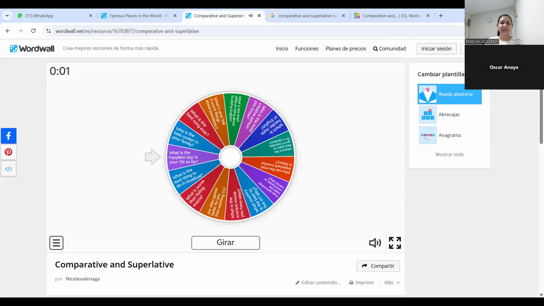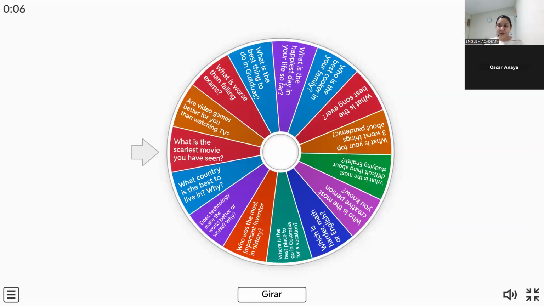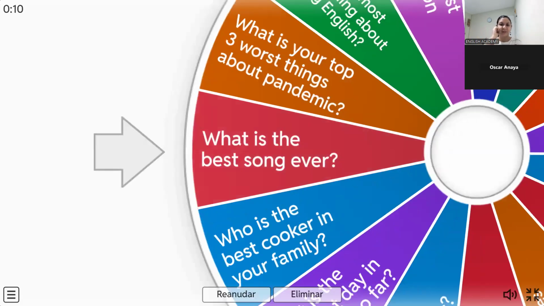We are going to spin the wheel. There are many questions, but we're going to practice some of them. What is the best song ever? I think the best song ever is I Was Made for Loving You from Kiss. I was made for loving you, baby. You were made for loving me. It's a nice song. 70s, 80s, and 90s music in English, they are the best. Very good.